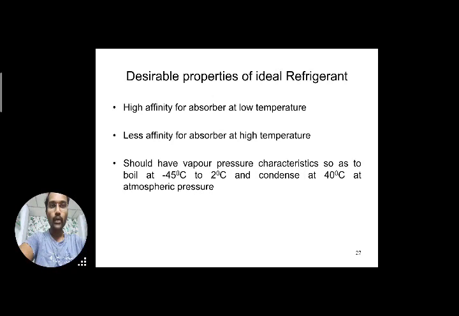It should have vapor pressure characteristics so as to boil at minus 45 degrees centigrade to 2 degrees centigrade and condense at 40 degrees centigrade. These are very feasible if you use these temperature levels, with condensation taking place at 40 degrees centigrade at atmospheric pressure.